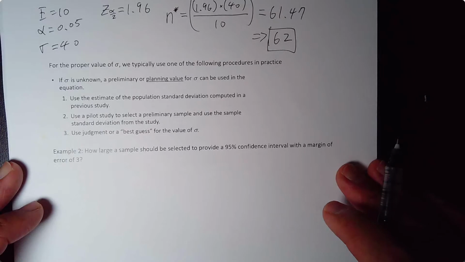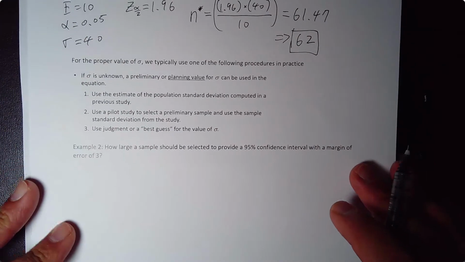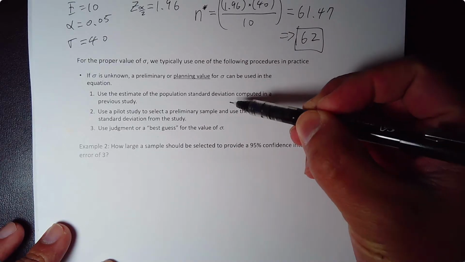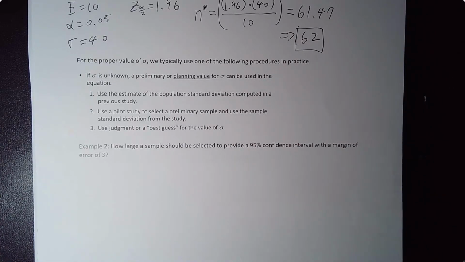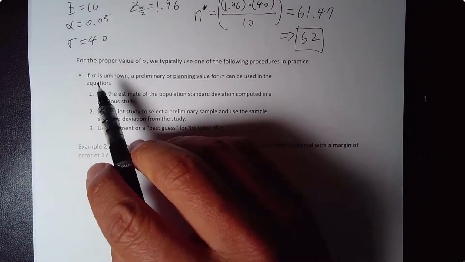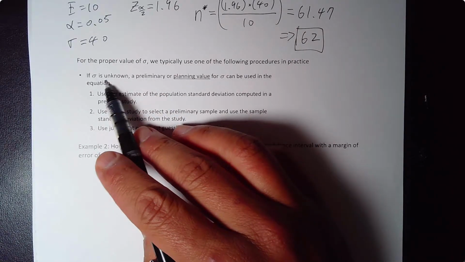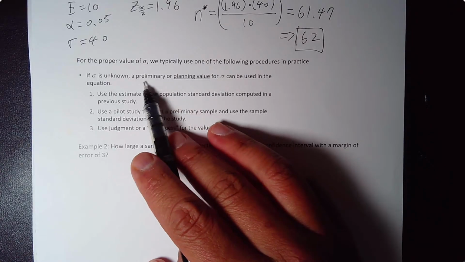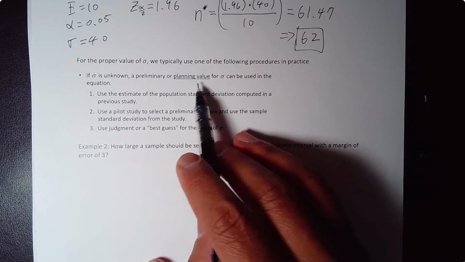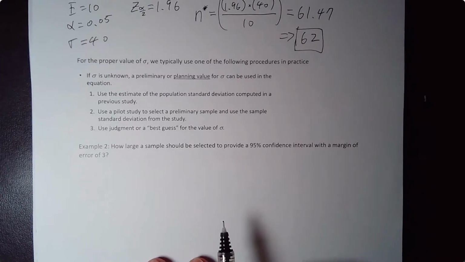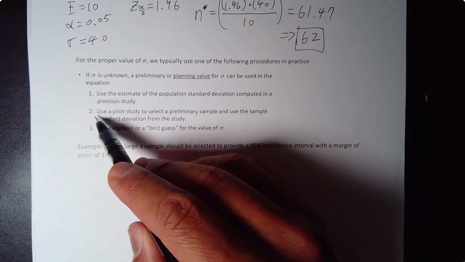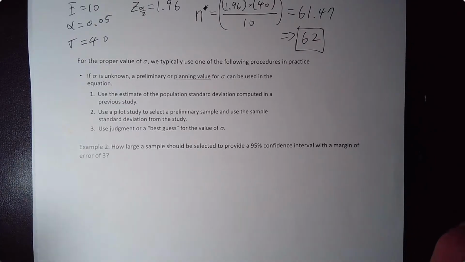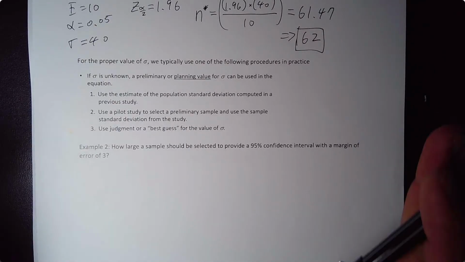Well, there's a couple different ways, and this is not an exact science. So here are the procedures that your book listed. Sigma is unknown, it's always unknown. Then we call it a preliminary, or planning, value for sigma that can be used. There are basically three methods, and there may be more. This is not an exact science.